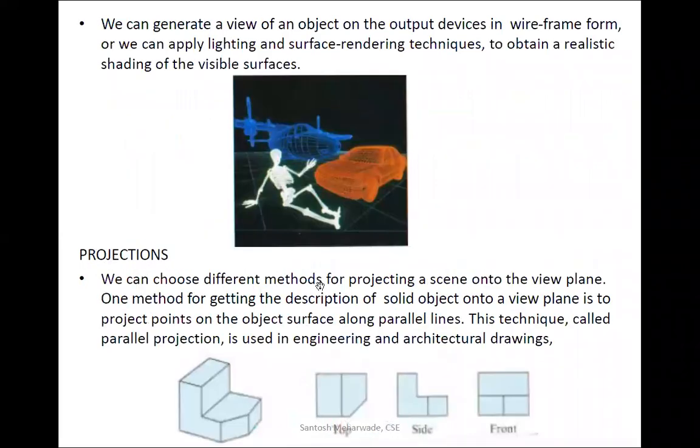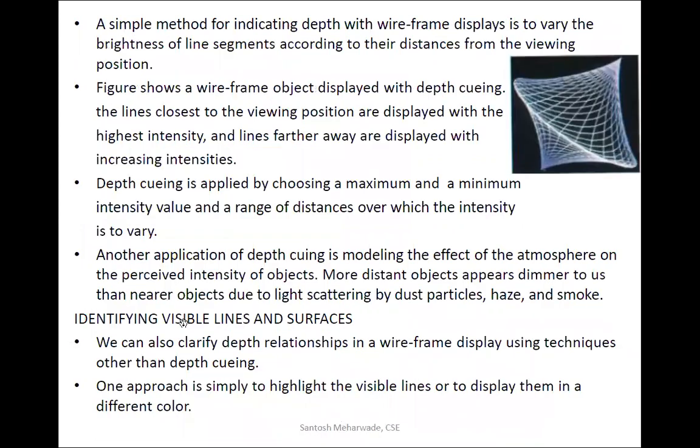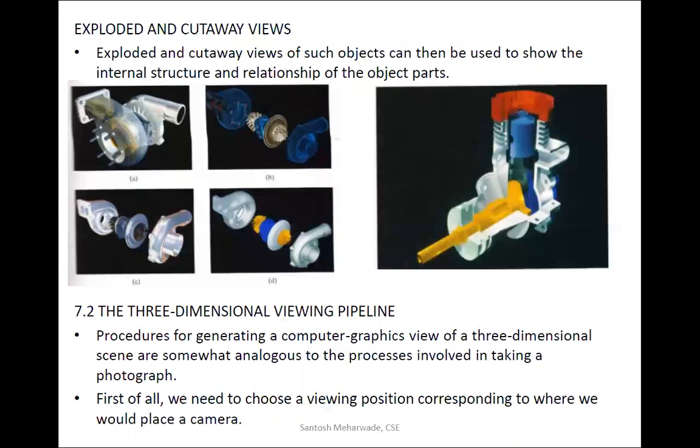Then next we discussed the various types of projections. Not in detail, we just saw that there are two types of projection. One is orthographic projection and another one is perspective projection. Then we discussed depth cueing. Then next, identifying the visible lines and surfaces.